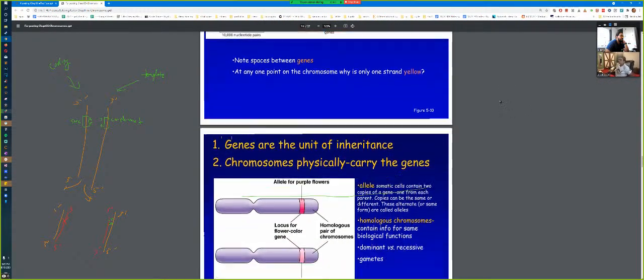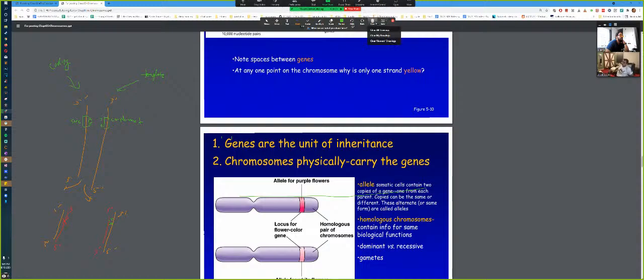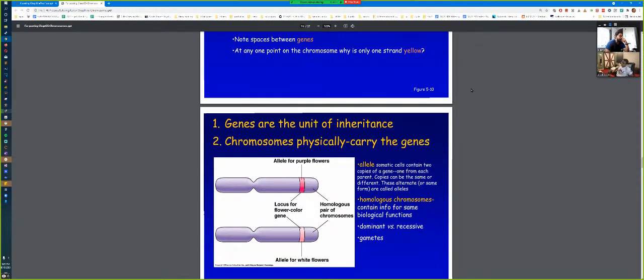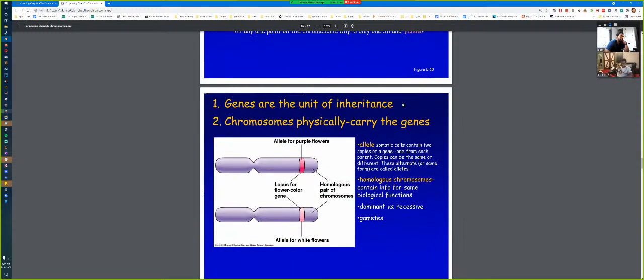Okay, now genes are the unit of inheritance. Chromosomes physically carry the genes. An allele has two copies of a gene, one from each parent. Dominant, recessive, you know that stuff.